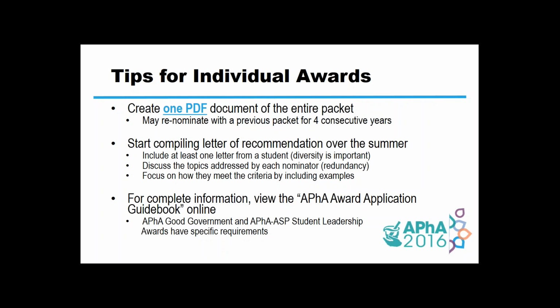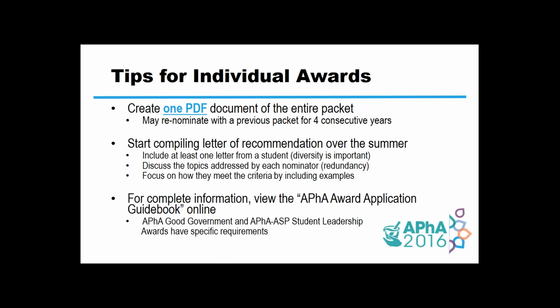You also want to discuss the topics that are going to be addressed by each nominator or letter writer, because we want to be able to see a full picture of the applicant. So we don't want too much redundancy. We really want to be able to see as much of the person as we possibly can and see a well-rounded image of them. Also, you want to focus on how they meet the criteria by including specific examples. So if you're nominating a dean or chapter advisor, give a specific example of when they really supported your chapter or when they really helped advocate for student pharmacists.